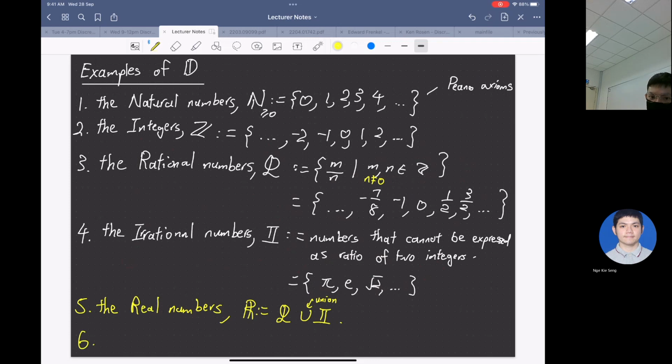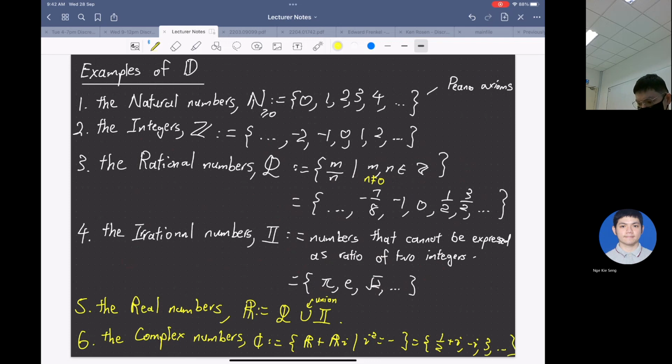And then the next level is the complex numbers, if you have learned it a little bit. Complex number, something like half plus i, minus i, 3 or something. So we still have two more systems. I forget the name. Quaternion, but not important for this class, just for your own knowledge.